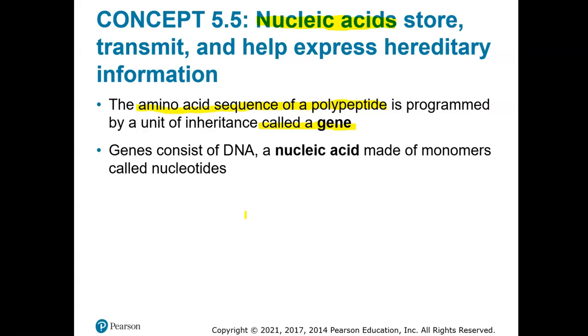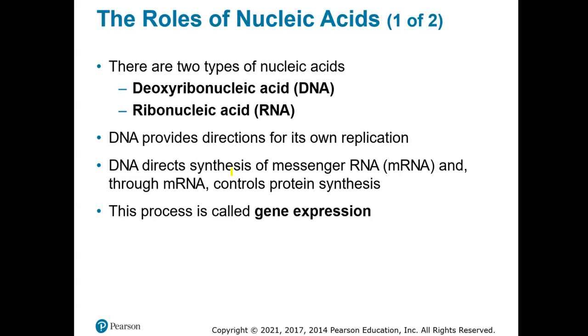DNA is a nucleic acid. Nucleic acid is the polymer, and the monomers are called nucleotides. So the building blocks of nucleic acids are called nucleotides. All right. The two types of nucleic acids are DNA and RNA. DNA stands for deoxyribonucleic acid, and RNA stands for ribonucleic acid.